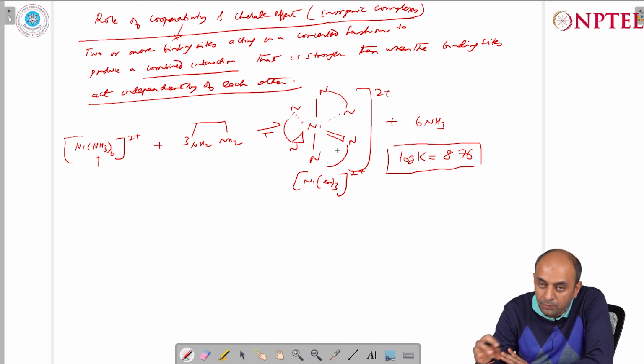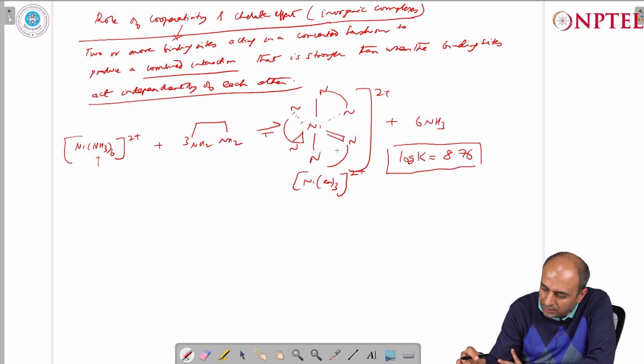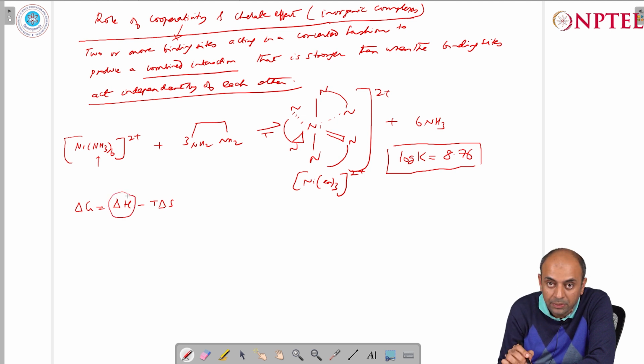Now, the overall thermodynamic contribution can be assessed based on the role of delta G, which comes from delta H minus T delta S. So, there is an enthalpic change which contributes towards delta G, and there is an entropic term, that is a change in entropy, which contributes towards the delta G. And we know that for this particular process to be thermodynamically feasible, delta G for the process must be less than 0.